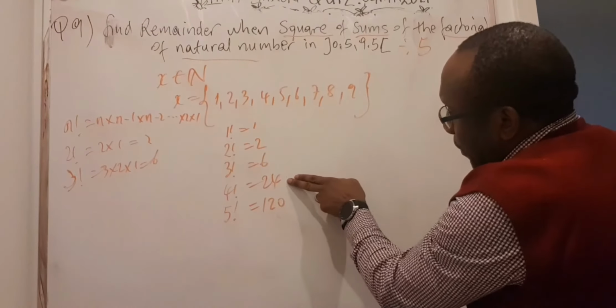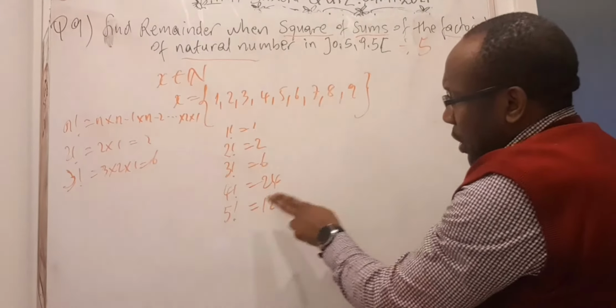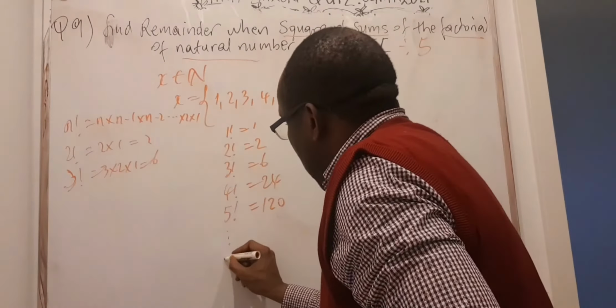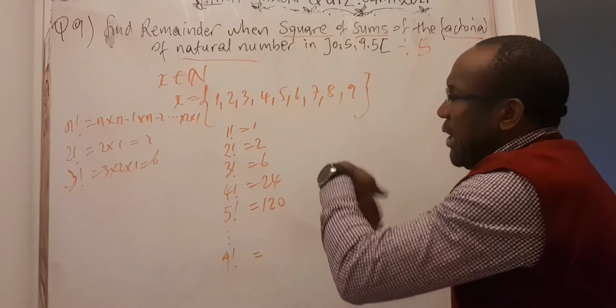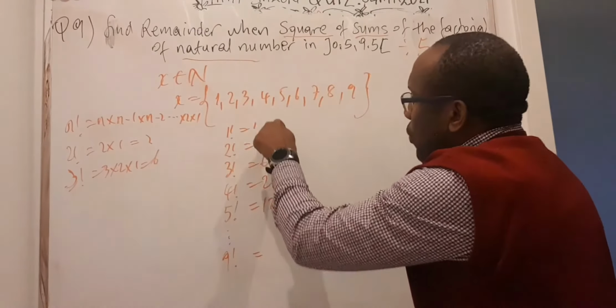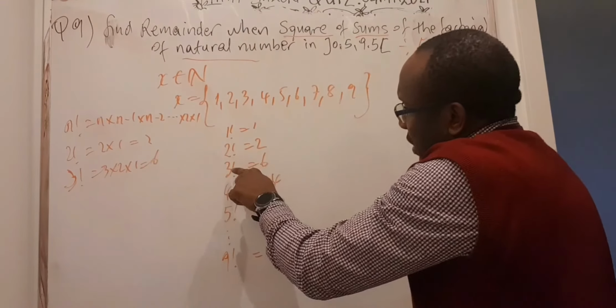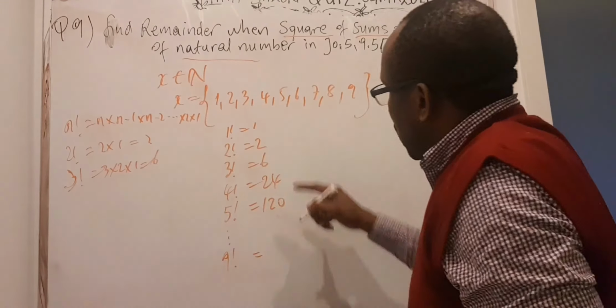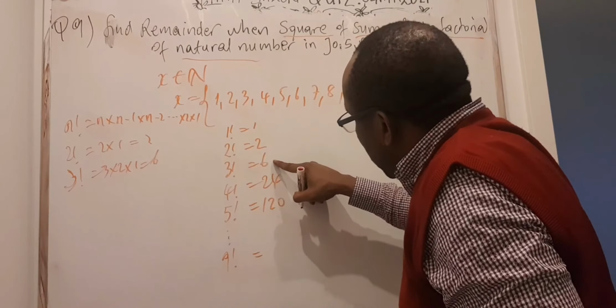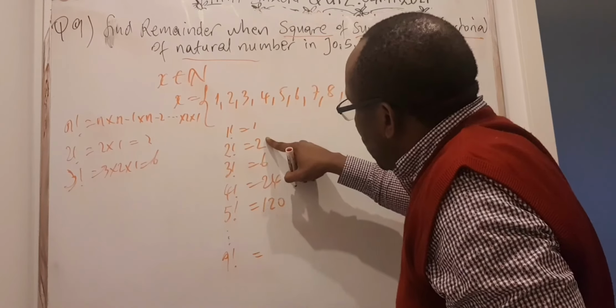Notice that from here up to here, the numbers don't have a 0. But from here, if you continue up to 9 factorial, they all will have a 0 because each time it's multiplying the previous number. This was obtained by 2 multiplied by the previous number. This was obtained by 3 multiplied by the previous number, and so forth. So if I sum these three here, 24 plus 6 is 30. 30 plus 2 and 1, that's 33.